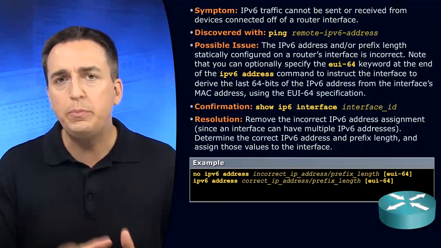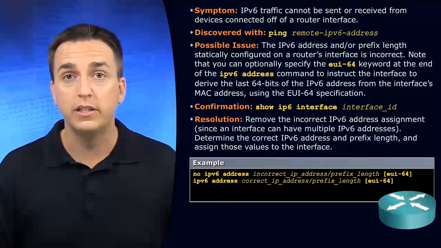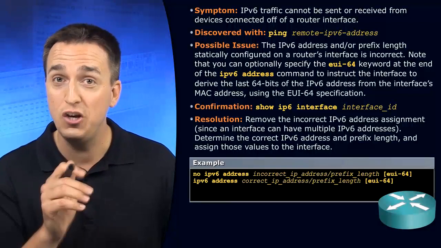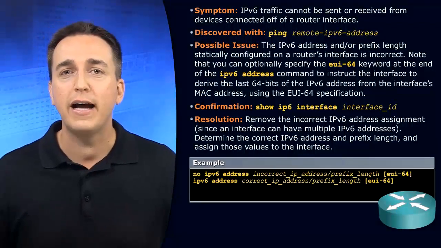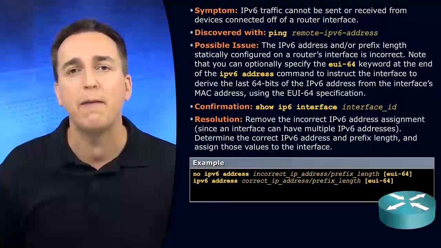And what is the biggest issue you're going to run into when you deploy static addresses to the router interfaces? Well, the biggest issue is you. That's right, I said you. The administrator typing in an IPv6 address incorrectly. It happens, we're humans, we make mistakes. No big deal. But it's up to you to fix that problem.